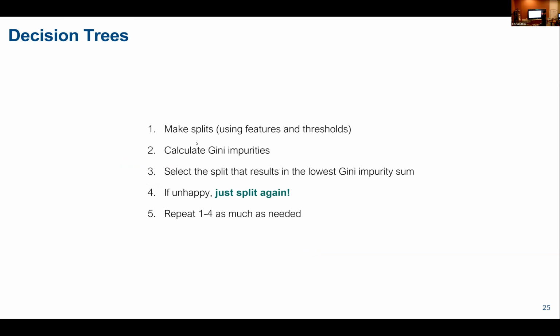Okay. And that is the basic process and the overall method we use, in fact, to generate these decision trees. We make a split, we calculate the Gini impurity, and then select a split that results in the lowest Gini impurity sum, which is usually 0. And then for everything else, just split it again. You repeat it as much as you need to. Yes, please.